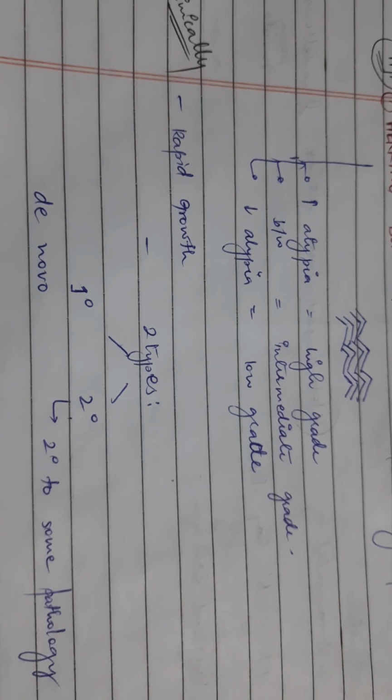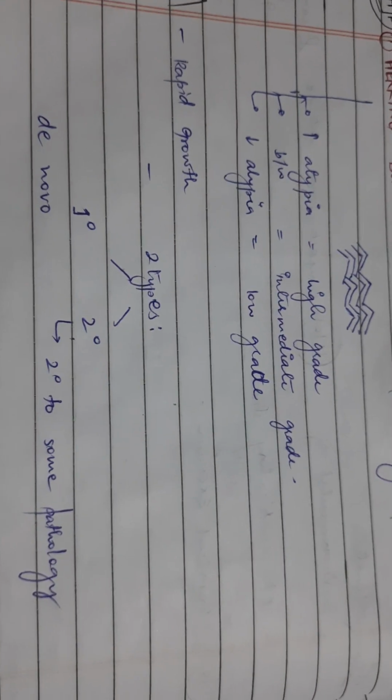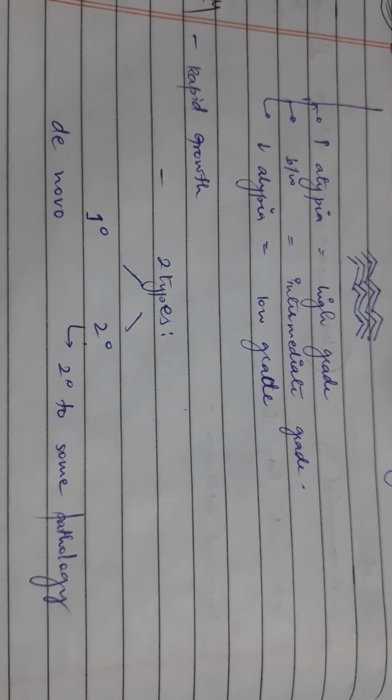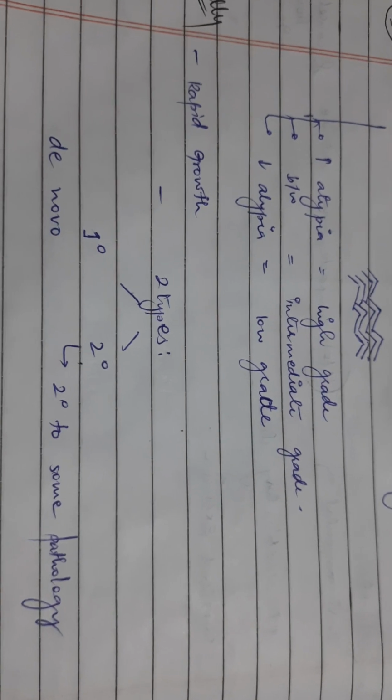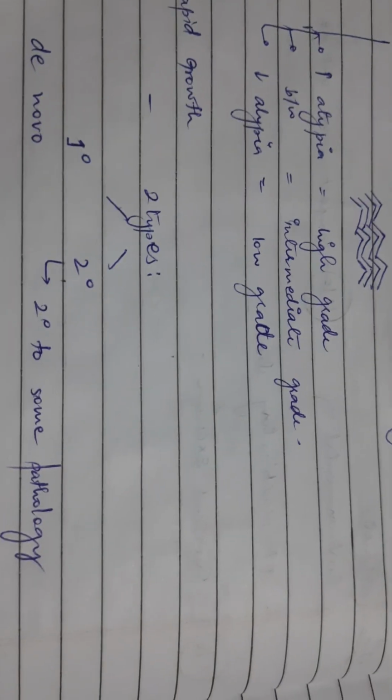Clinically, there is rapid growth. There are two types of fibrosarcoma, primary and secondary. Primary is de novo, meaning it occurs on its own, and secondary is secondary to some pathology.